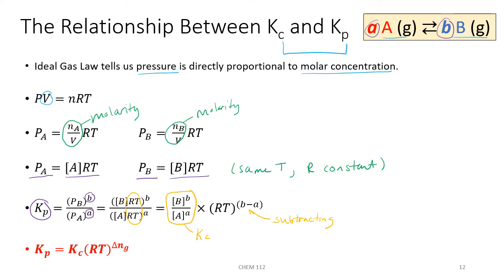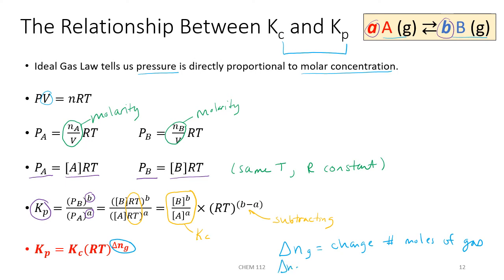Well, b minus a is often abbreviated as something called delta n g, where delta n g equals the change in the number of moles of gas. So we want to look at the number of moles of gas on the product side and the number of moles of gas on the reactant side. Gases are really the only thing that contribute to the pressure substantially. So K sub C and K sub P are going to be different from one another in reactions that involve gases or change in the moles of gas.